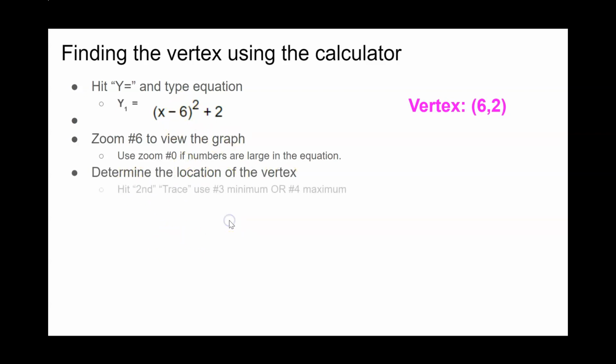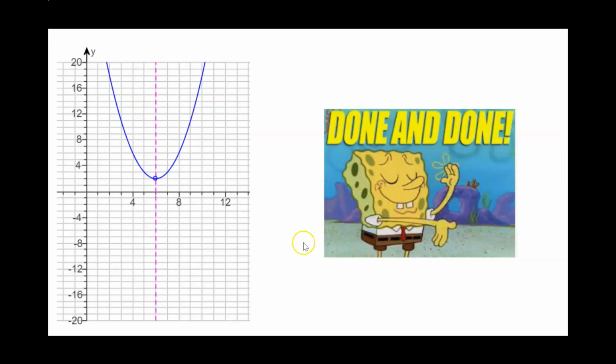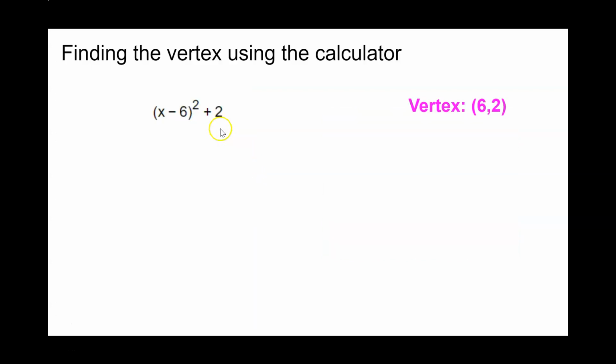But zoom 6 should be fine if the numbers are small or normal, not too big. Find out where the vertex is, and then we're going to hit second, trace, then 3 or 4. We hit 3 if the vertex is located at the bottom, so it looks like what we just had here. We hit 3 because it's the minimum at the bottom. If the graph was going in this direction, it would be a maximum, and we hit 4.